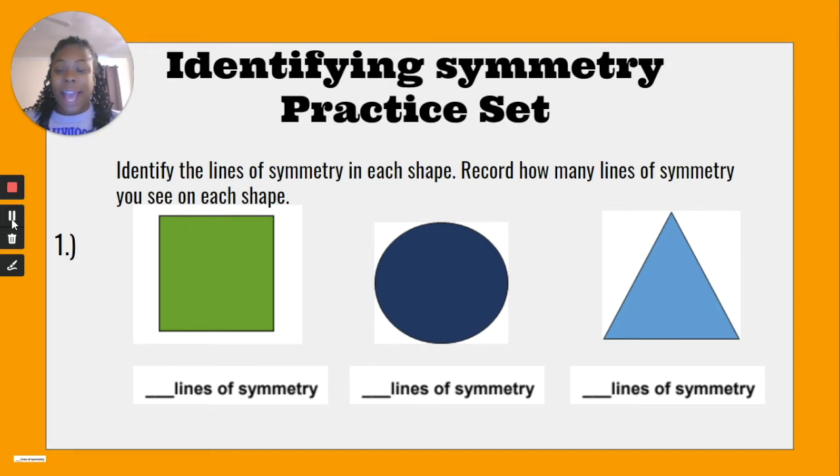Number 1, identify the lines of symmetry in each shape. Record how many lines of symmetry you see on each shape. Pause this video and answer the question now.